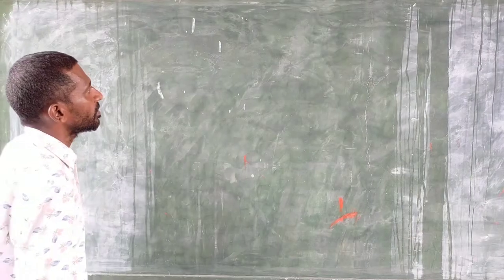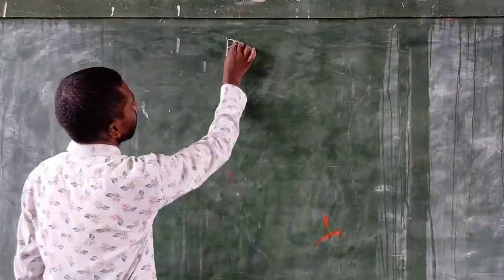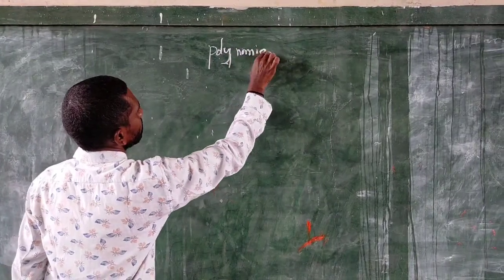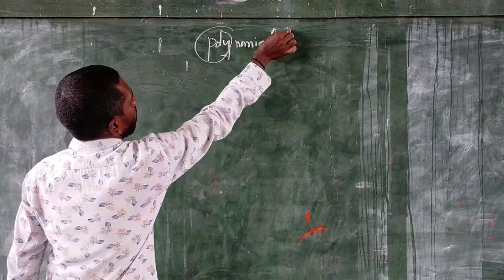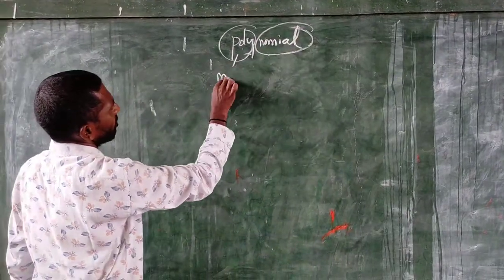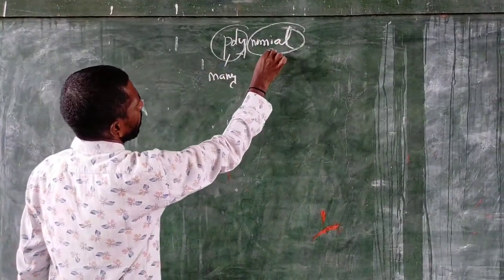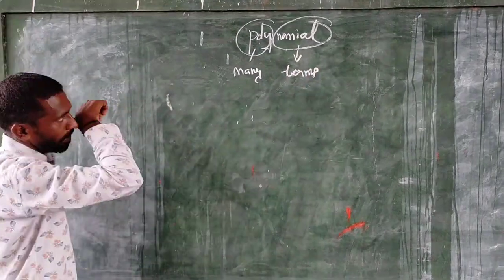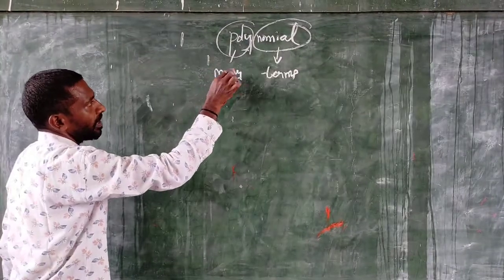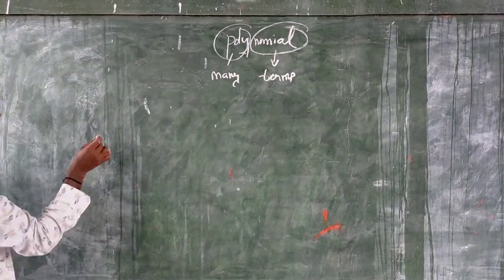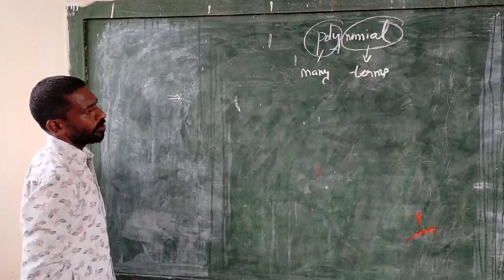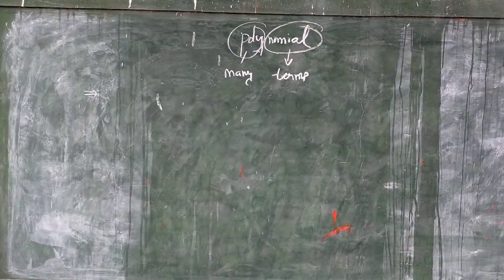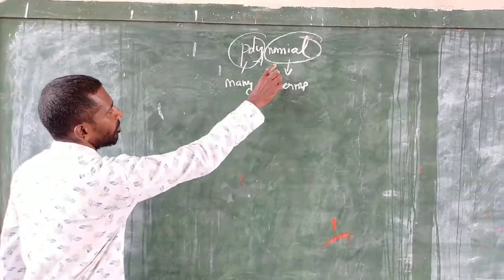Friends, today we will discuss polynomials. So, polynomial: poly means many, nomial means term. So polynomial means poly, many, and nomial, terms. Many terms. Polynomial. For example, monomial. Poly means many and nomials are terms.